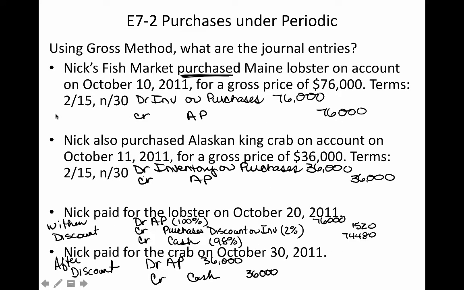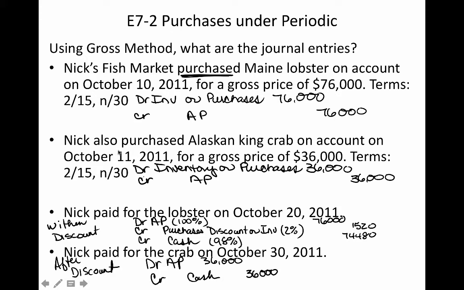When we have credit terms such as 2/15, n/30, that means you get a 2% discount if the buyer pays their bill within 15 days of invoice, but the full bill is due within 30 days. So here, Nick purchases Maine lobsters on October 10th, debits inventory or purchases, and credits accounts payable for the gross amount.